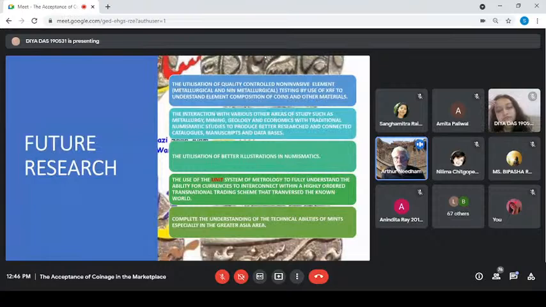Future research. Utilization of quality-controlled non-invasive, non-metallurgical testing by use of XRF to understand the elemental composition of coins and other metals.